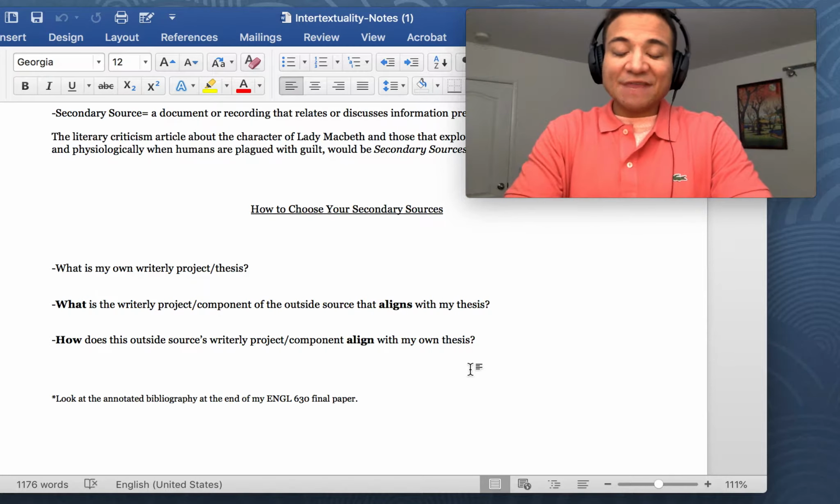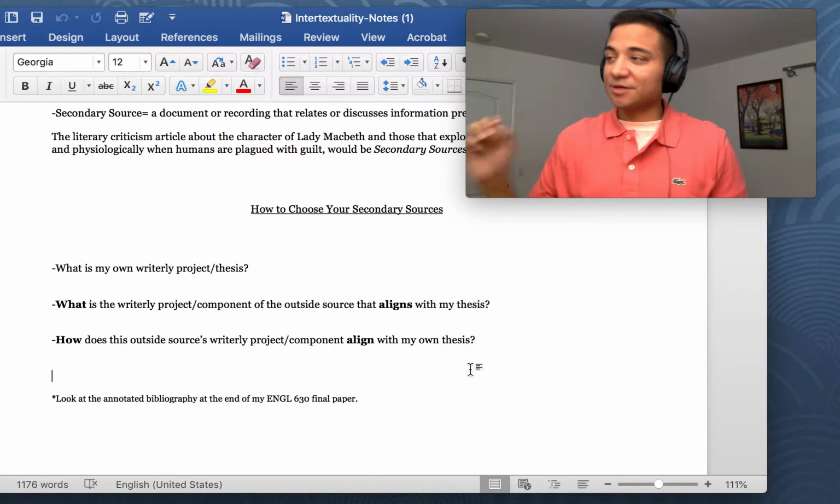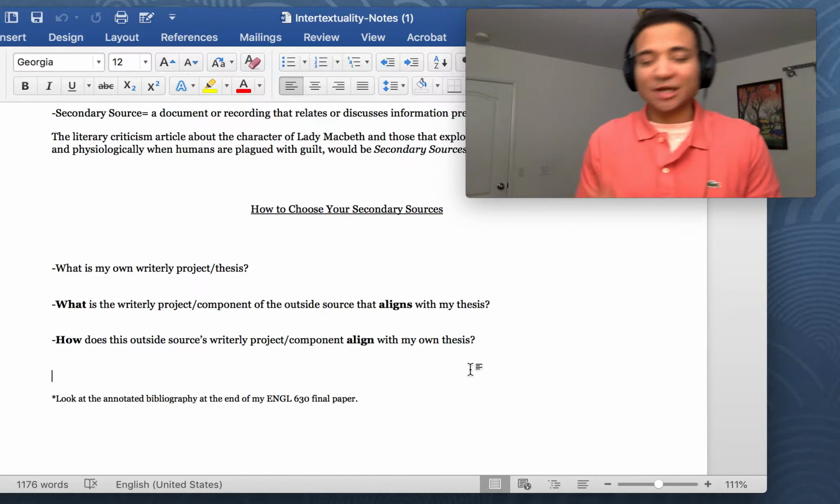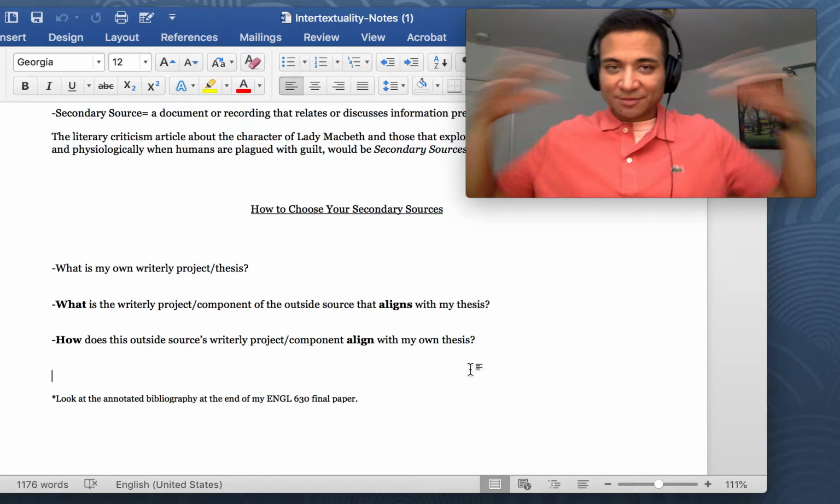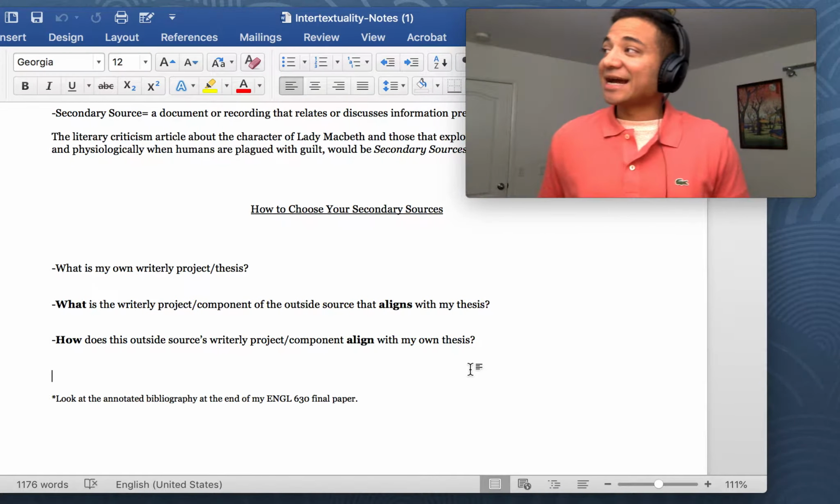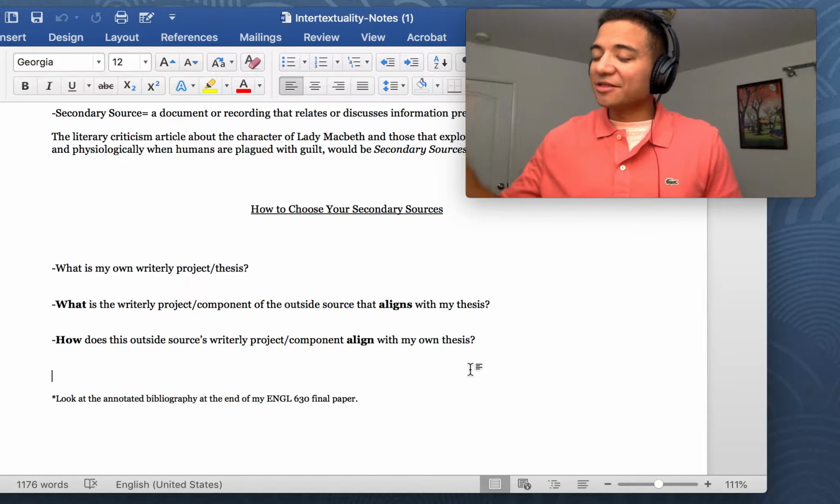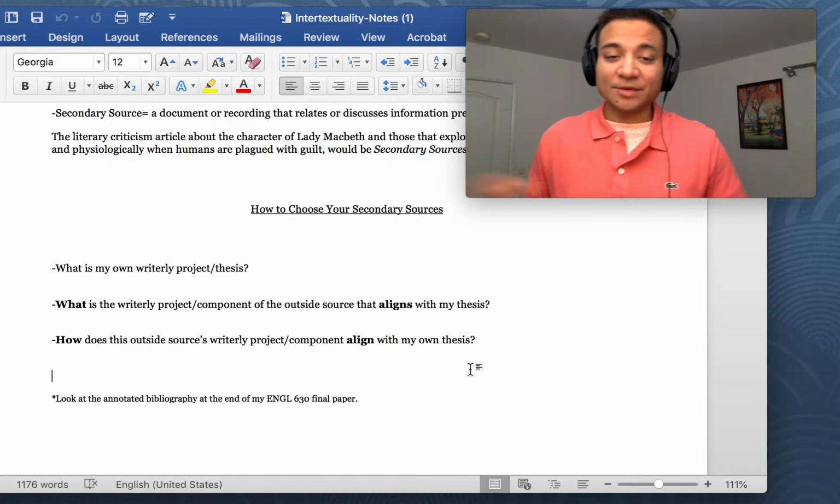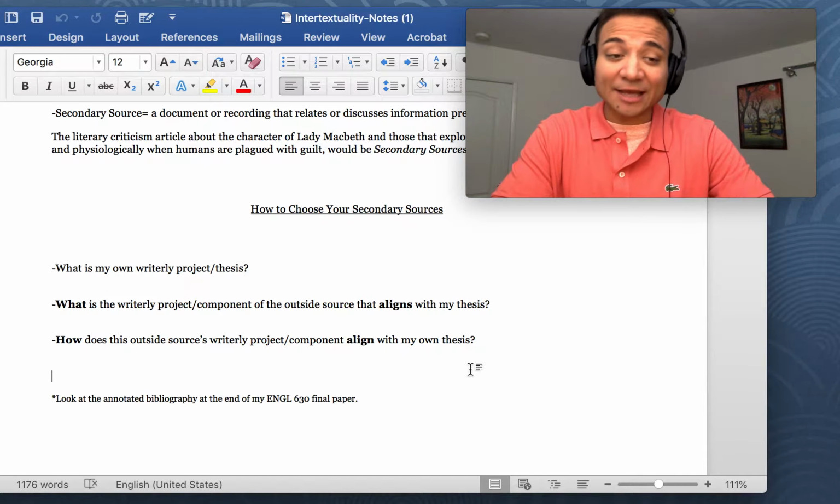But the point is, if you can find some project within a piece of writing that aligns with your own project, right? Just like we were talking about here, if my own project was demonstrating that it's guilt that led Lady Macbeth into madness, then I have to find other areas in a source that can help to bolster, to support me there, okay? So there needs to be alignment.